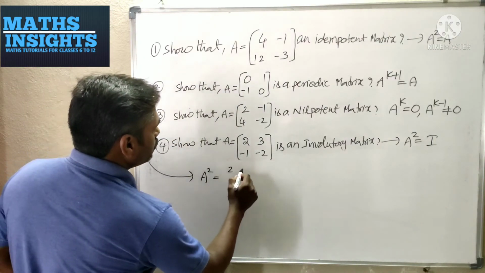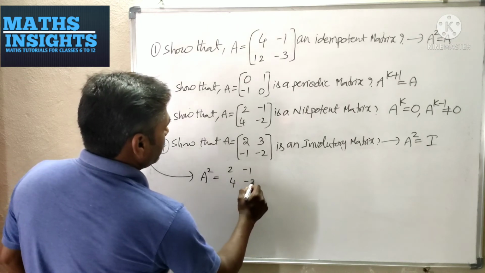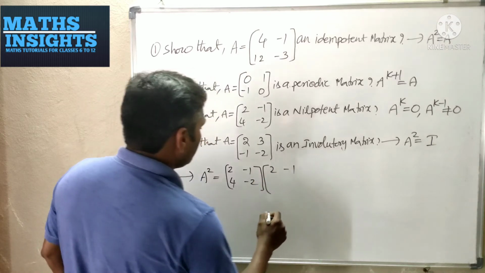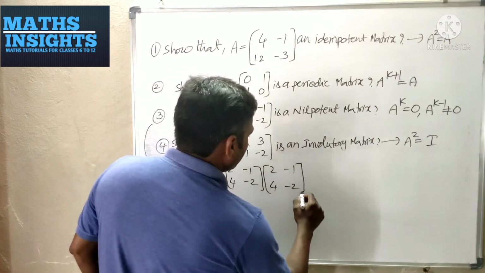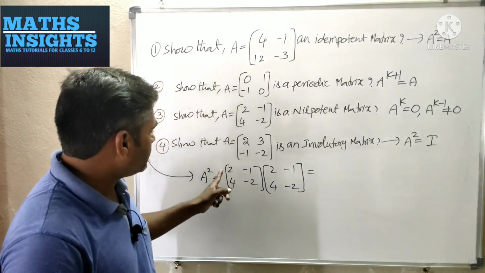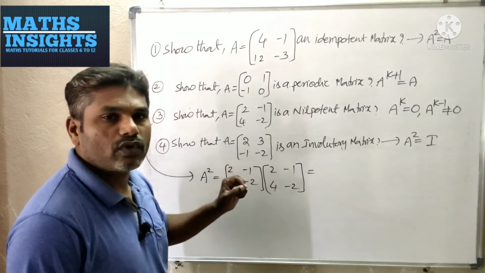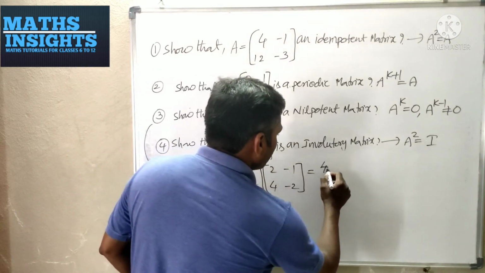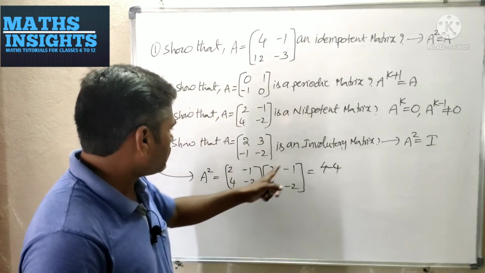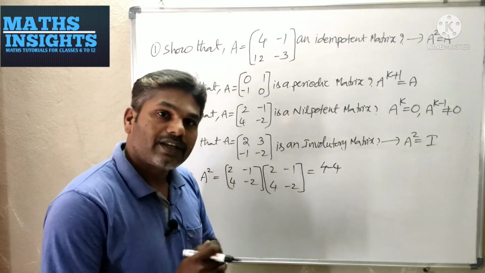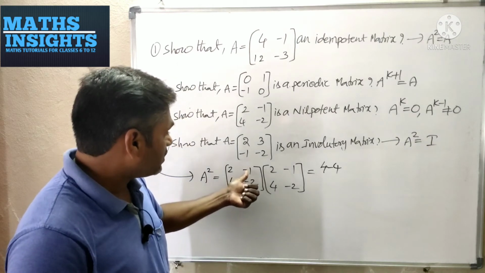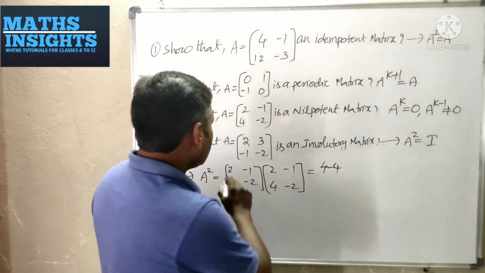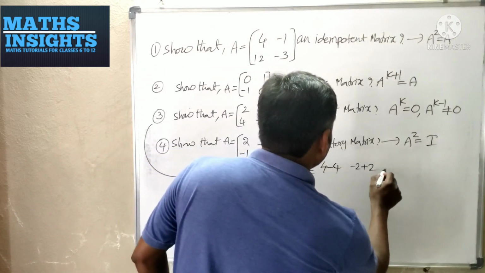A square is equal to 2 minus 1, 4 minus 2, and this is again 2 minus 1, 4 minus 2. You know very well how to multiply two matrices. First row first column, 2 into 2 is 4, plus minus 1 into 4, therefore 4 minus 4. This is the first element. First row second column, 2 into minus 1 is minus 2, and plus minus 1 into minus 2 is plus 2, therefore minus 2 plus 2.